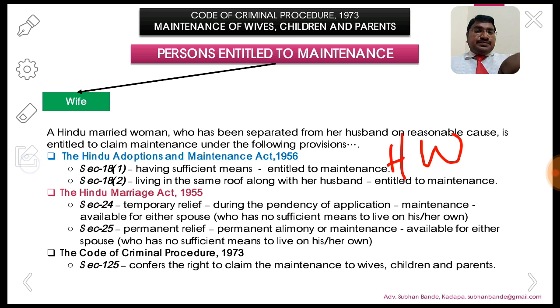The second remedy is maintenance to wife under Hindu Marriage Act 1955. According to section 24 of Hindu Marriage Act 1955, during the pendency of the application for divorce or judicial separation or divorce by mutual consent, the wife has a right to obtain the maintenance from her husband. This is a temporary relief available for the wife as well as for the husband against his wife.